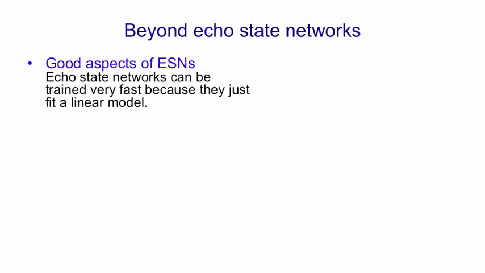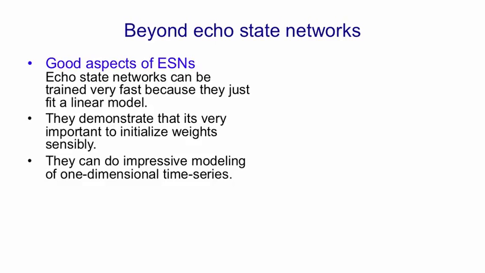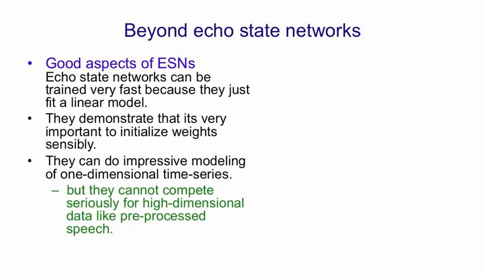There are some very good aspects of echo state networks. They can be trained very fast because they're just fitting a linear model. They also demonstrate how important it is to initialize the hidden-to-hidden weights sensibly. And they can do quite impressive modelling of one-dimensional time series. That's where they excel. They can look at a time series for a while and then predict it very well a long time into the future. What they're not so good at is modelling high-dimensional data, like frames of acoustic coefficients or frames of video.